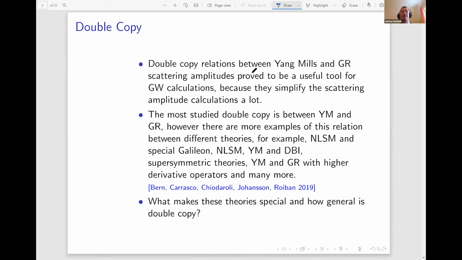So we saw in this conference that double copy between Yang-Mills and general relativity can be a really useful tool in simplifying gravitational wave calculations. And this relation between Yang-Mills and GR is the most studied one. However, people have found other theories related by the same double copy, for example, nonlinear sigma model and special Galileon and many more. So it is natural to ask what makes these theories special and how general is double copy? What are all the theories that we can relate by it?